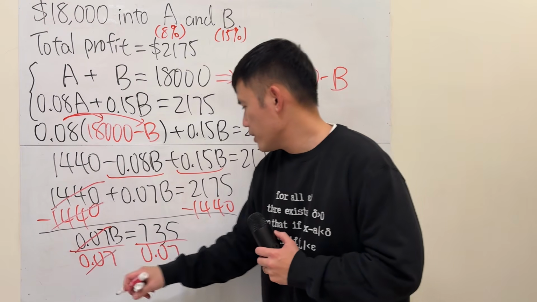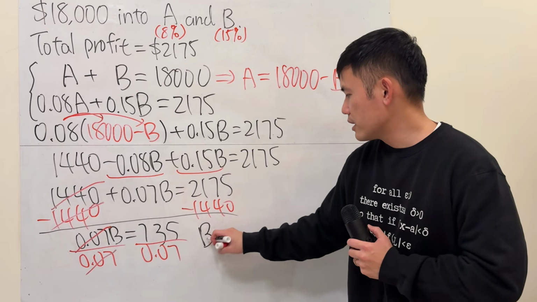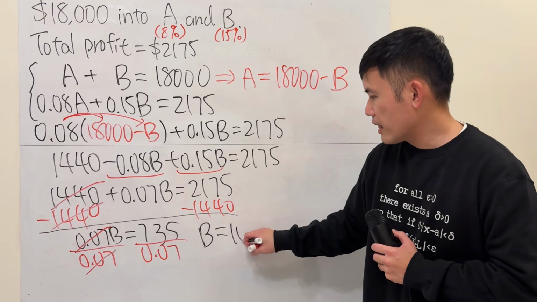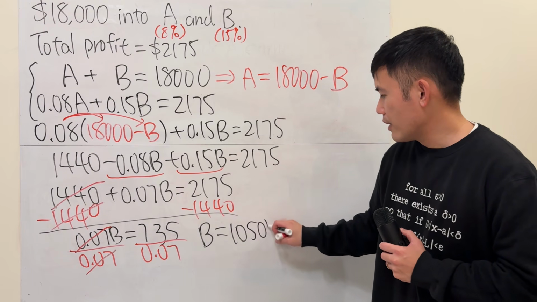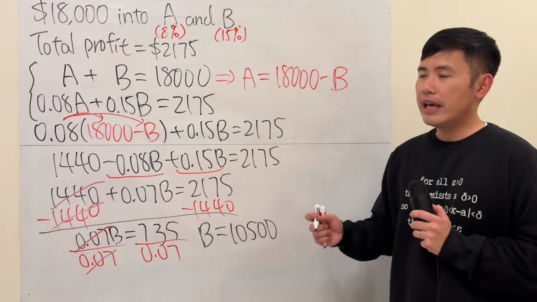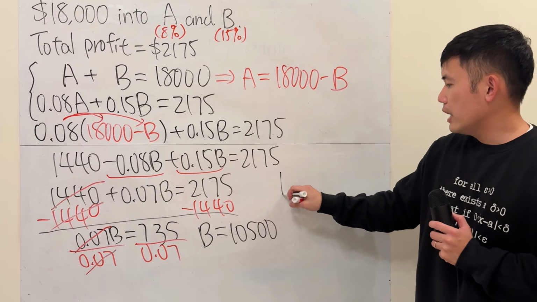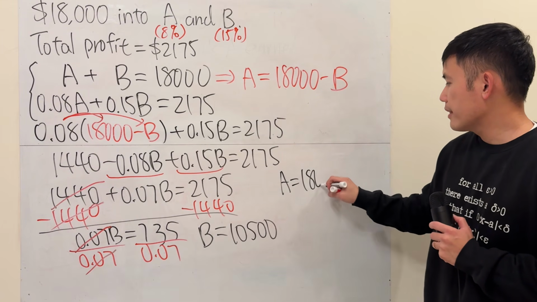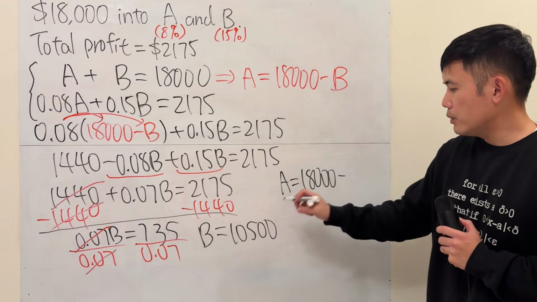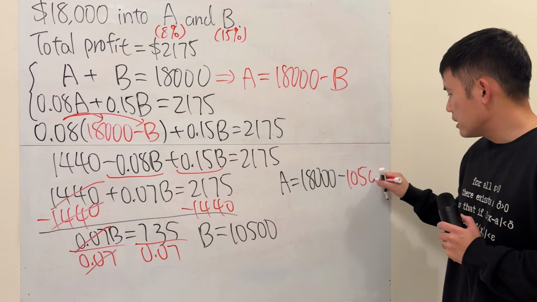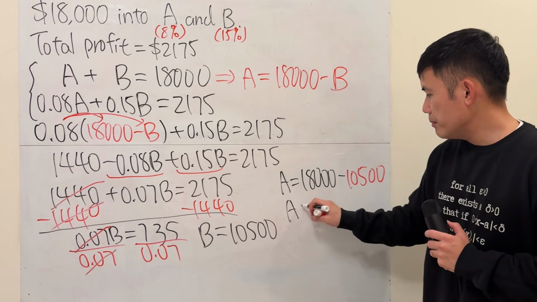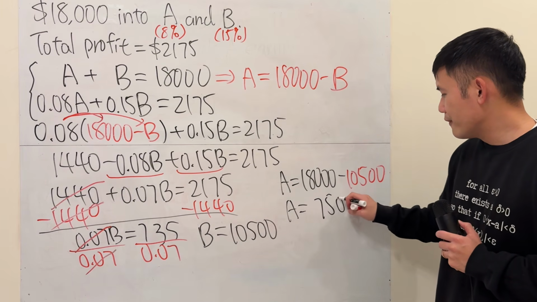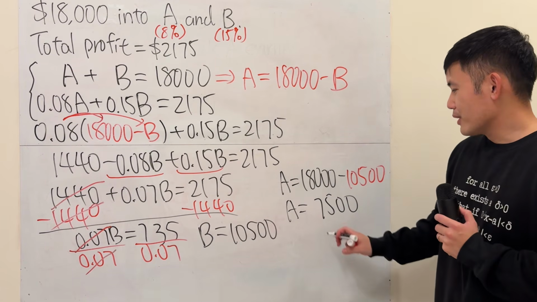And right here, if you work that out, if you use a calculator, you will get 10,500. And now to figure out A, we can use this equation. A is equal to 18,000 minus B, which is that. Work that out, we get A being equal to 7,500.